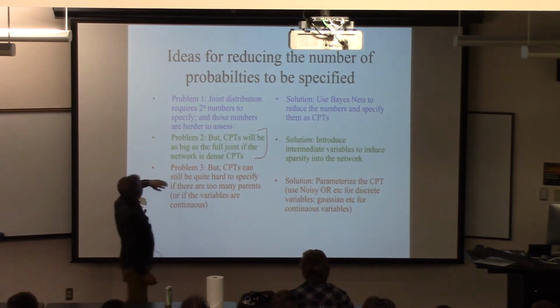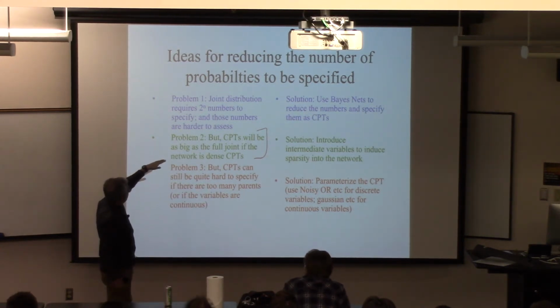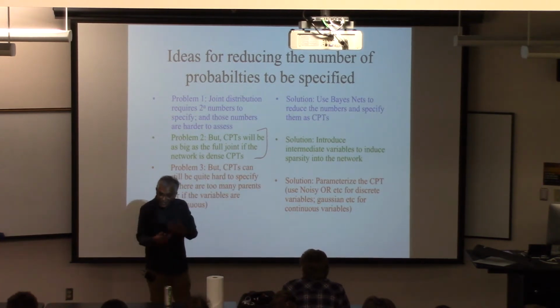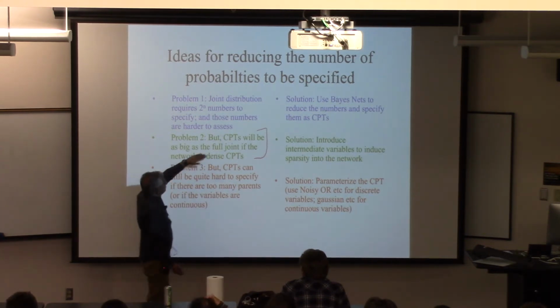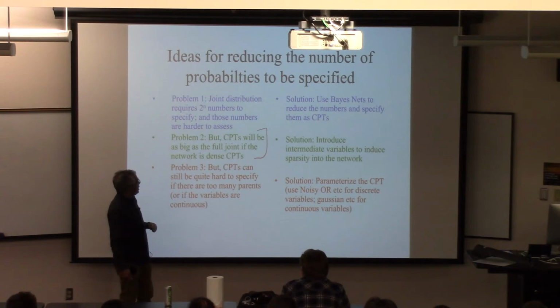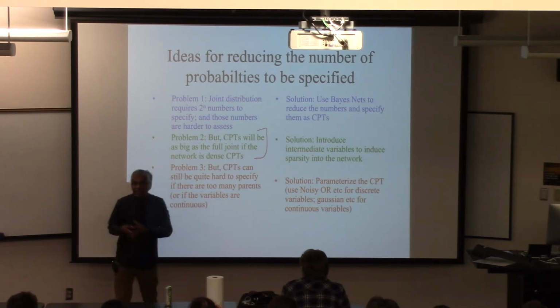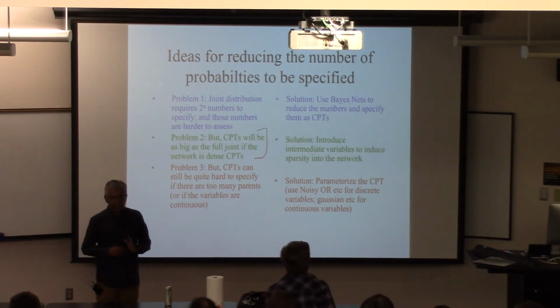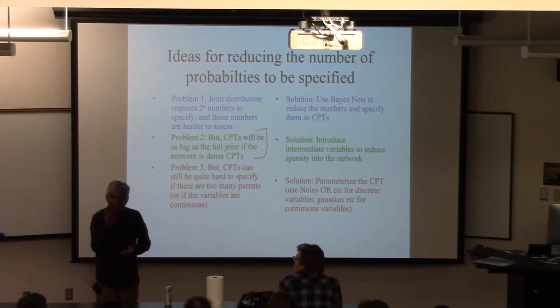So the first problem is that the joint distribution requires 2 power n numbers to specify, and those numbers are harder to assess. So we can use Bayes networks to reduce the numbers and just look at the conditional probability numbers that we need to get. But the next problem is that conditional probability tables can also be very big if the network is too dense. If nodes have too many parents, you're dead. Right? Because the size of the biggest conditional probability table is proportional to the node with the maximum number of parents.